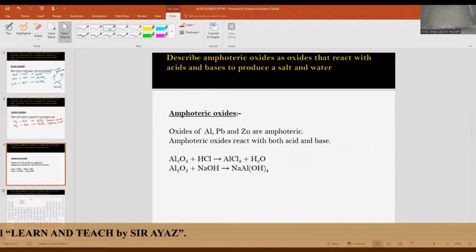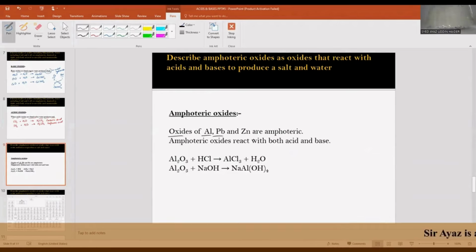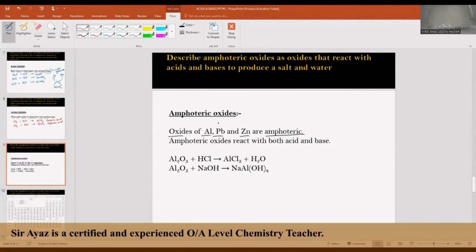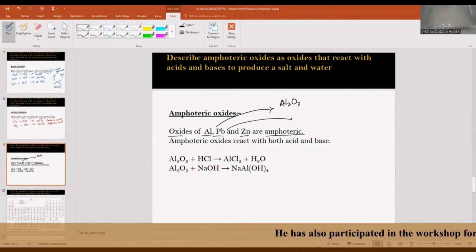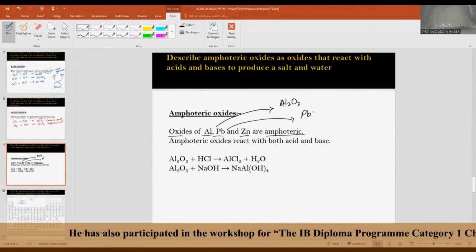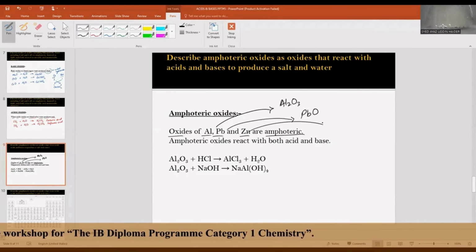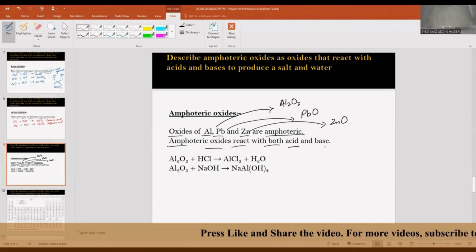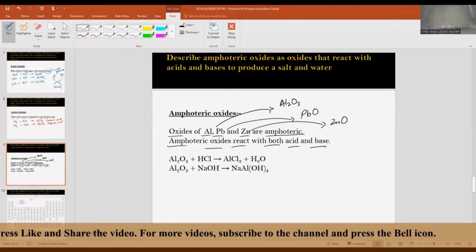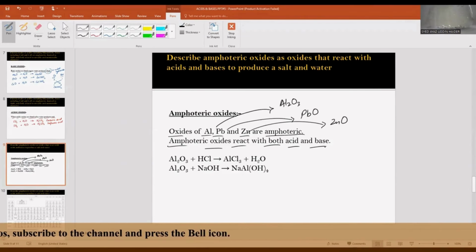Amphoteric oxides. Oxides of Al, Pb, and Zn are amphoteric. So the formula will be for Al, Al2O3, aluminium oxide, Pb, lead 2 oxide, PbO, Zn, zinc oxide, ZnO. Amphoteric oxides react with both acid and base, which means they act as acidic as well as basic oxide.